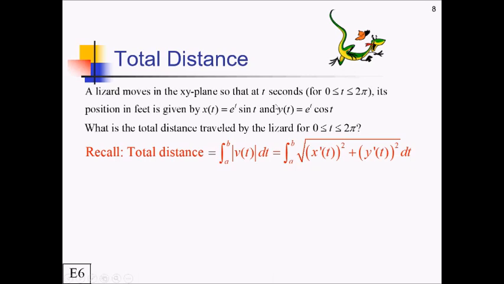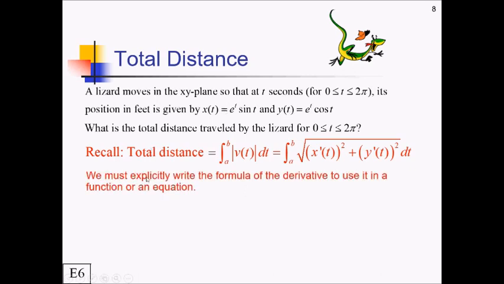So on this problem, we're going to take the integral of the square root of x prime of t squared plus y prime of t squared. The problem is we don't have the x prime and the y prime. On the last problem, we took the derivative at a single value, so we didn't need to figure out what they were. This problem, we have to actually explicitly write the formula for these derivatives in order to use it in a function or an equation. So take a moment to find those derivatives.